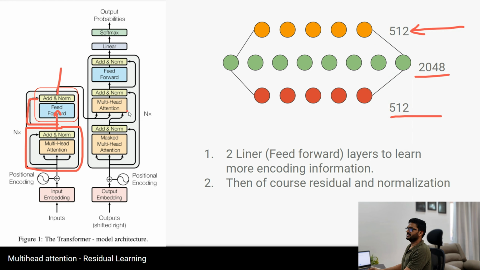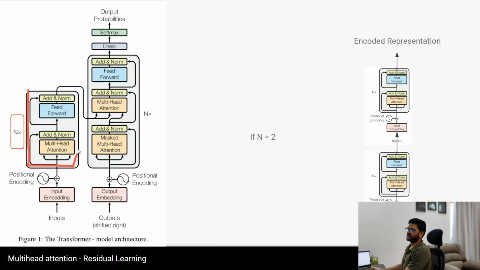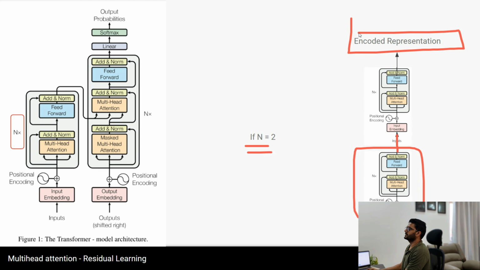This is the end of the encoder block, and you should notice that we also have NX here, which basically means that we could have multiple layers of encoder and decoder. In the original paper, they used 6 encoder and decoders. So if I take an example of 2, what will happen is we will have our inputs. It will go through all of this. The output of this head will become input to the next one, and so on. And finally, we will have an encoded representation of our input.